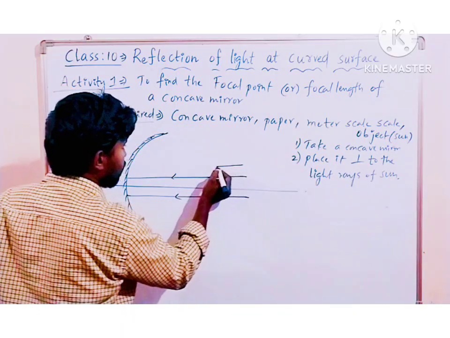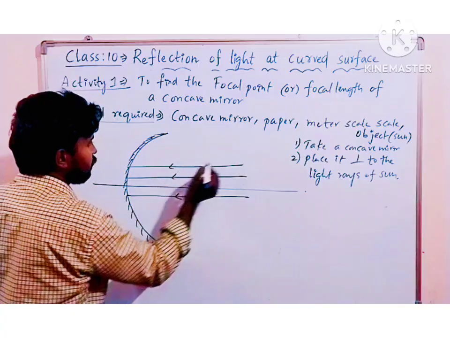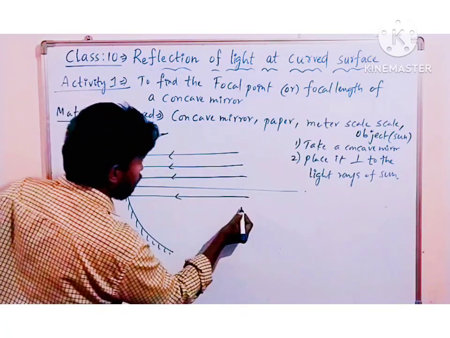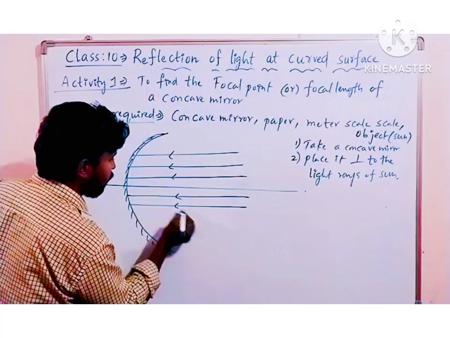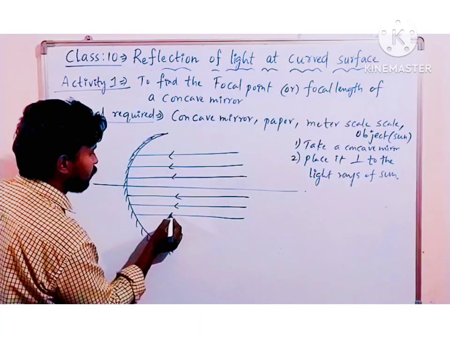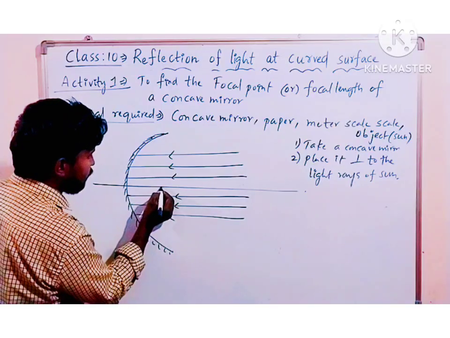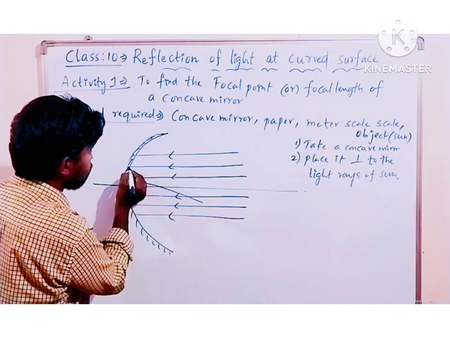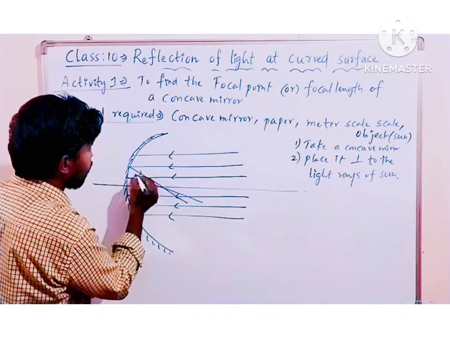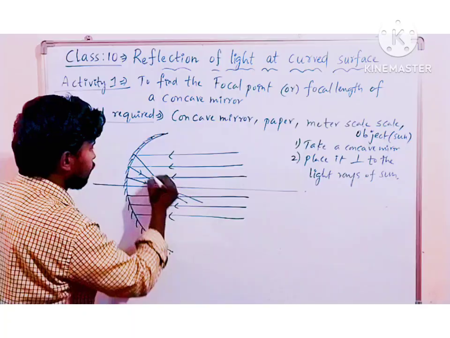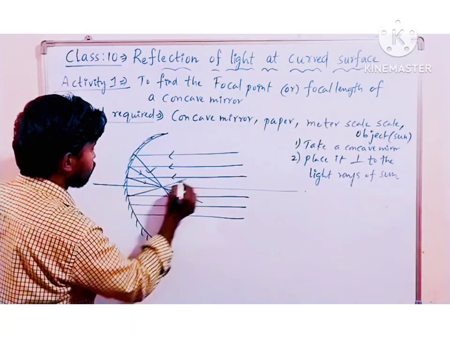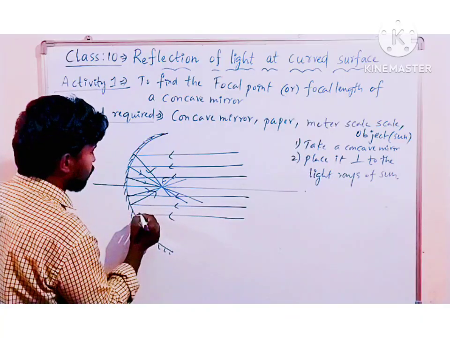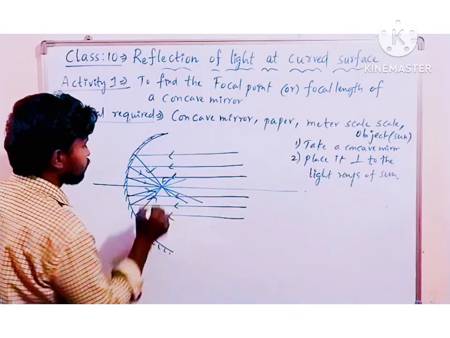When a parallel beam of light is incident on a concave mirror, after reflection the rays are meeting at a point. This is a point we can take as the principal focus, capital F.